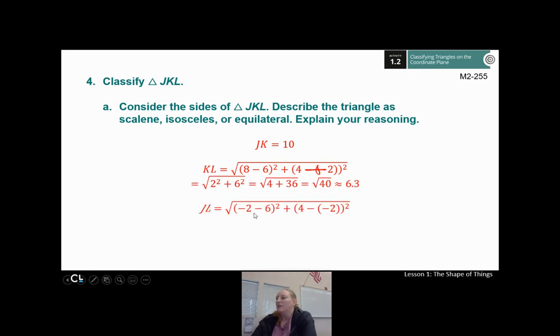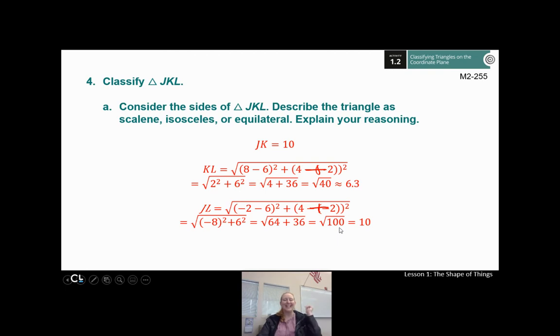And let's see then, -2 minus 6 gives me a -8 squared. And, double negative, 4 minus a -2, no way, baby. That becomes 4 plus 2, which is 6. So that will be 6 squared. -8 squared is, of course, 64, positive 64. And 6 squared is 36. 64 plus 36 is 100.